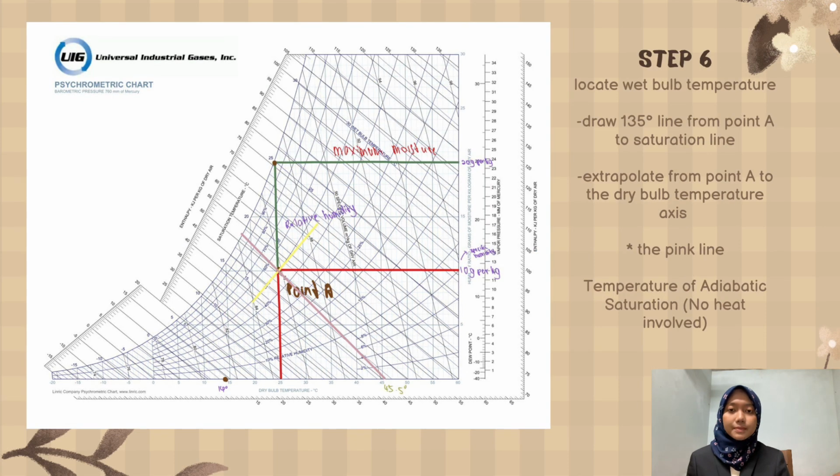To find the dry bulb temperature, we draw a line of 135 degrees from point A to the saturation line. Then we extrapolate to the dry bulb temperature. Then we get 45.5 degrees Celsius. The point of 45.5 degrees that lands on the dry bulb temperature axis is the saturation temperature of air where no heat is involved, or what we call adiabatic saturation.